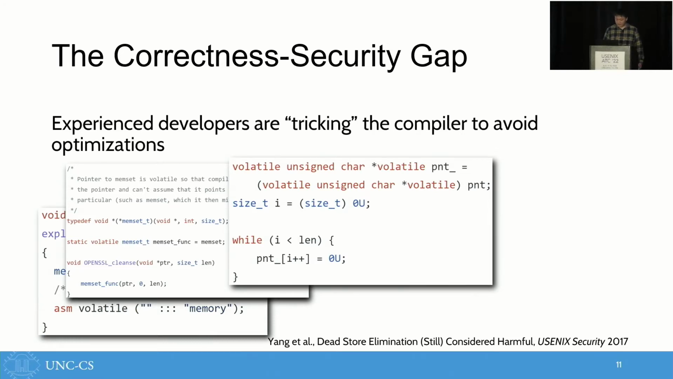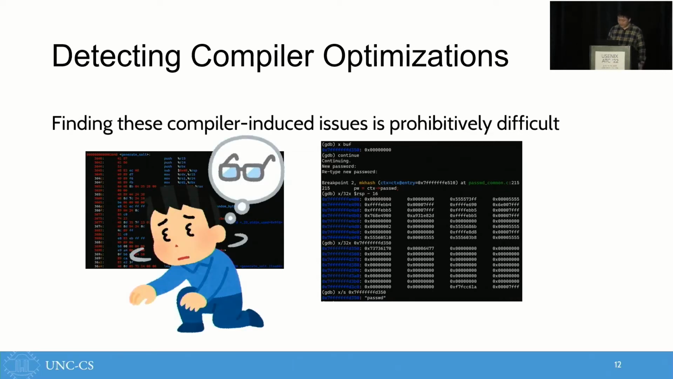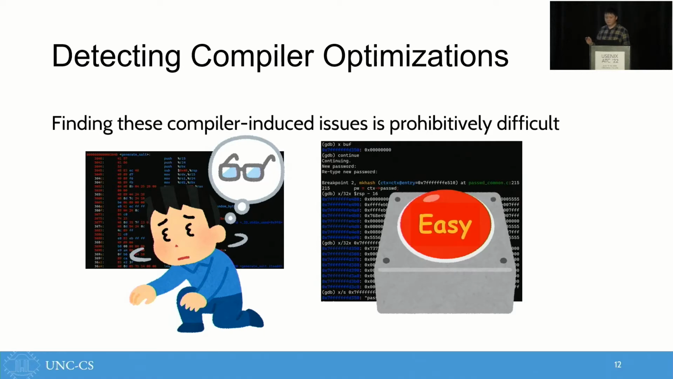And finding these compiler-induced issues is prohibitively difficult. Developers need to either inspect the entire disassembly of the program or use GDB or another debugger to make sure the code faithfully performs what they want. So is there an easy button for this problem?